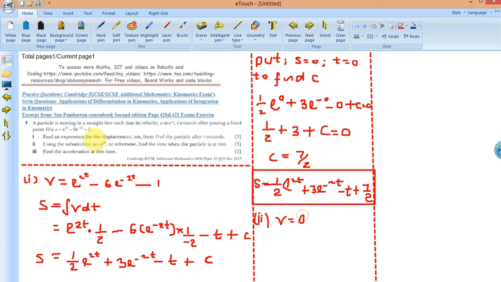Okay, so now velocity equals 0, and this is the expression for the velocity. So let's put exponential 2t to be equal to u, because I'm not going to write everything. Well, they asked us to do that or otherwise, but I will go with that.